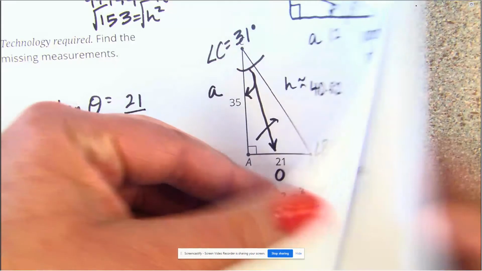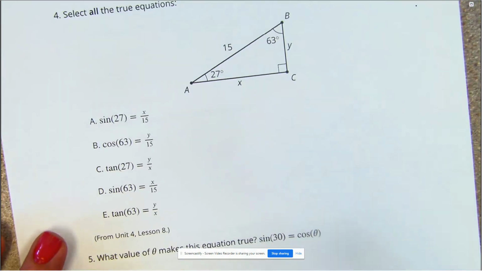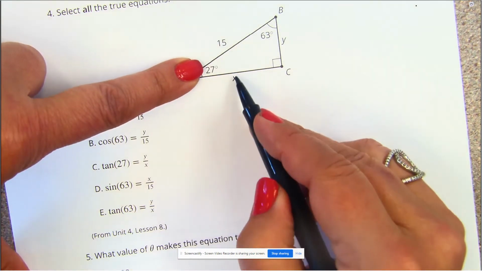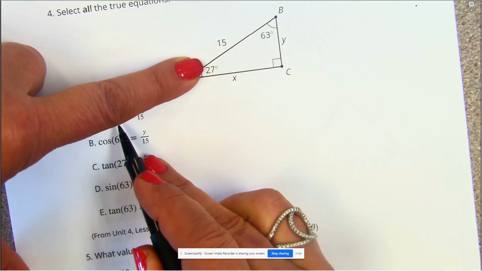Number 4. Select all the true equations. So this is just back to setting up. So it says the sine of 27 is x. That's my adjacent over hypotenuse. Is sine adjacent over hypotenuse? No.